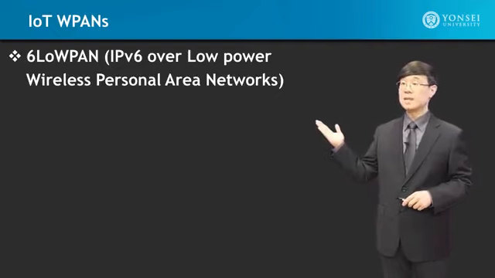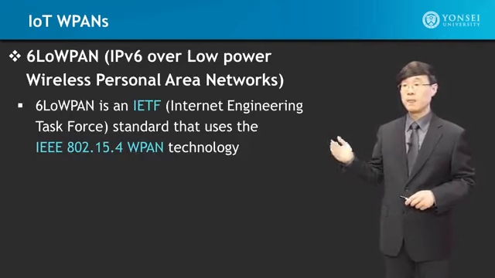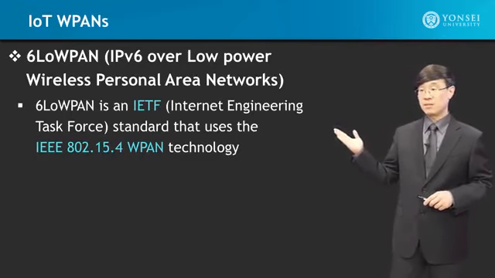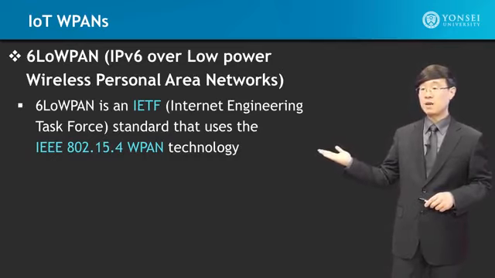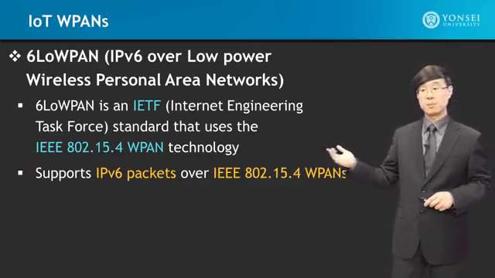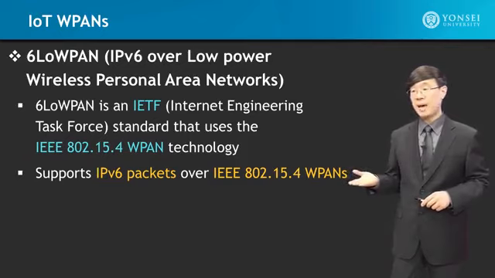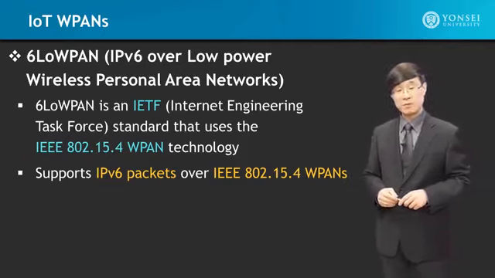6LoWPAN. This is IPv6 over low power wireless personal area network. This is an IETF, Internet Engineering Task Force standard that uses the 802.15.4 PAN technology. It supports IPv6 packets over wireless PANs that are based on 802.15.4.